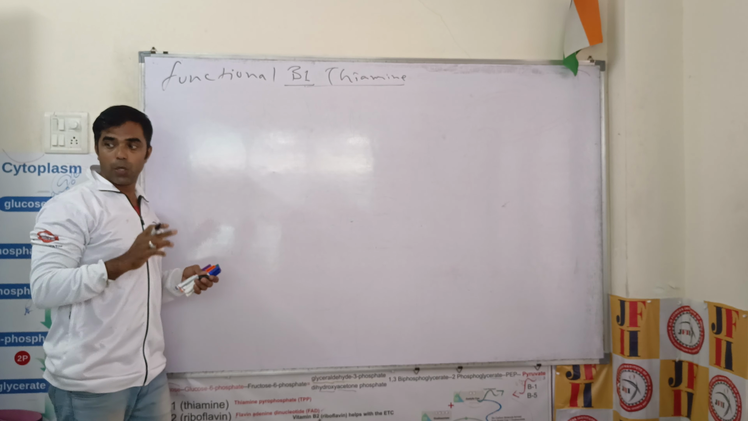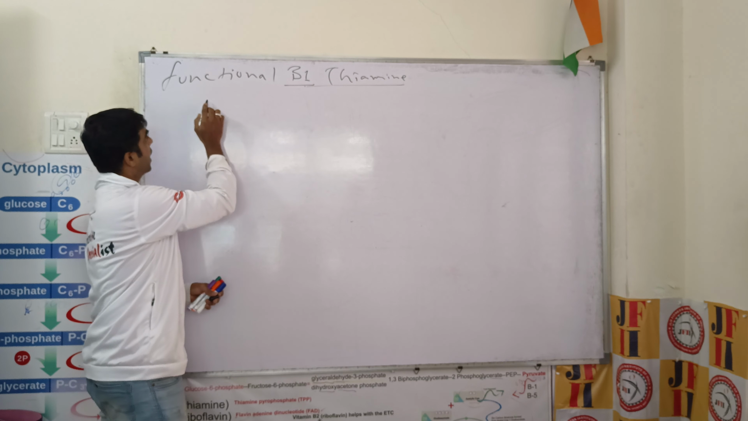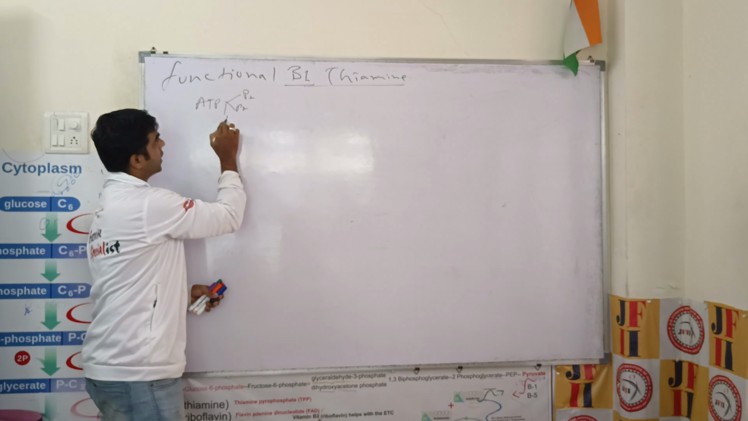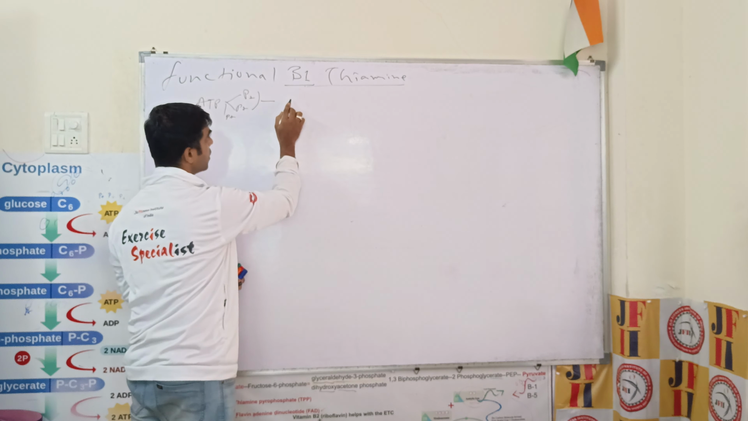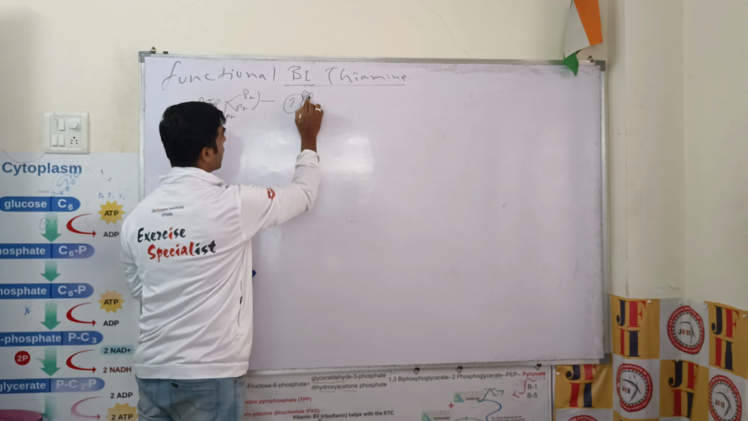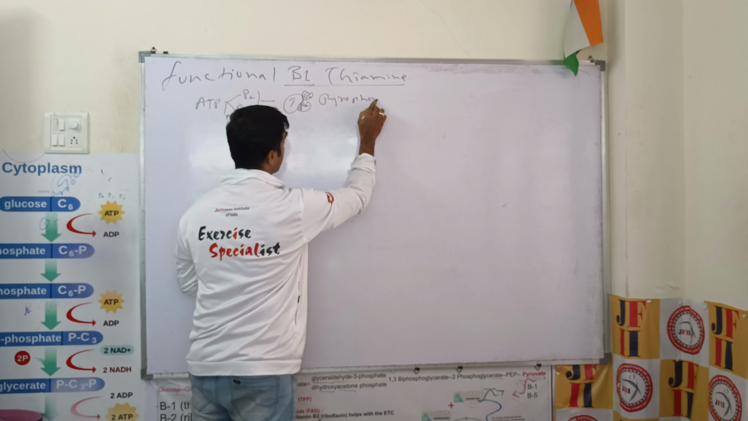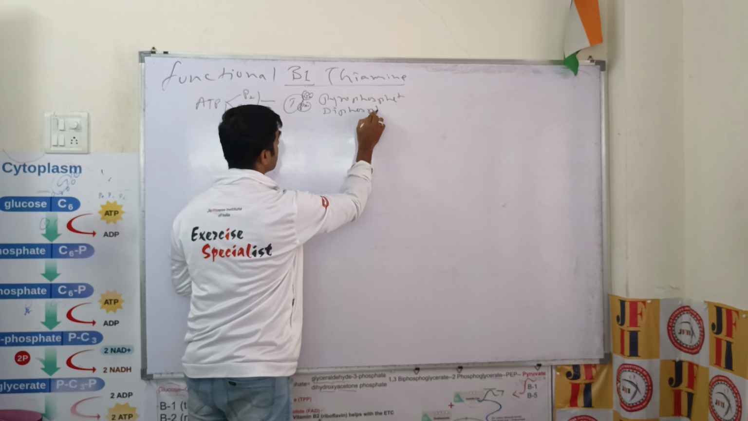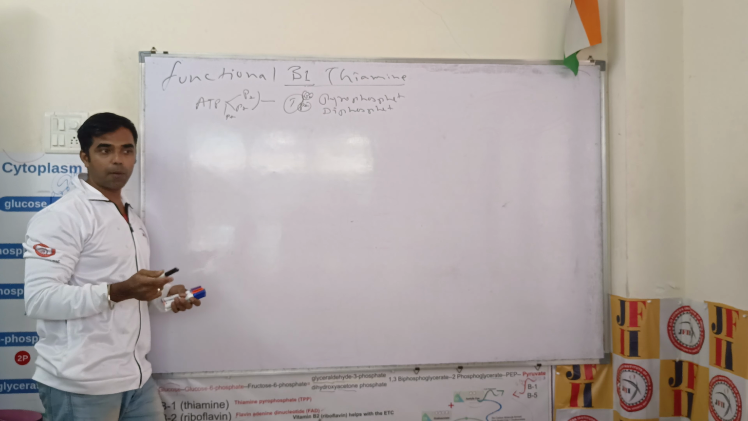Basically, to make B1 functional, we need to add two phosphates. They are coming from ATP. You know ATP, right? Adenosine triphosphate. So we need to transfer these two phosphates to thiamine. Suppose this is your thiamine here. You have to add two phosphates, so it will become pyrophosphate, also called diphosphate. So this is the functional thiamine or B1 in our body.